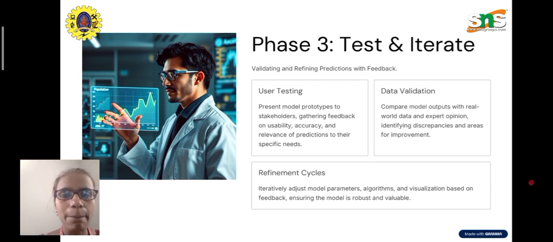So for that, we need to compare the model outputs with the real world data and expert opinion, to identify discrepancies and areas for improvement. The last thing is we're going to have the refinement cycles. If it is okay, the solution, then we are going to proceed with that solution. If it is not okay, then we need to refine the solution. Okay, so for that, we need to iteratively adjust the model parameters, algorithms, and visualization based on the feedback, which ensures the model is robust and valuable.